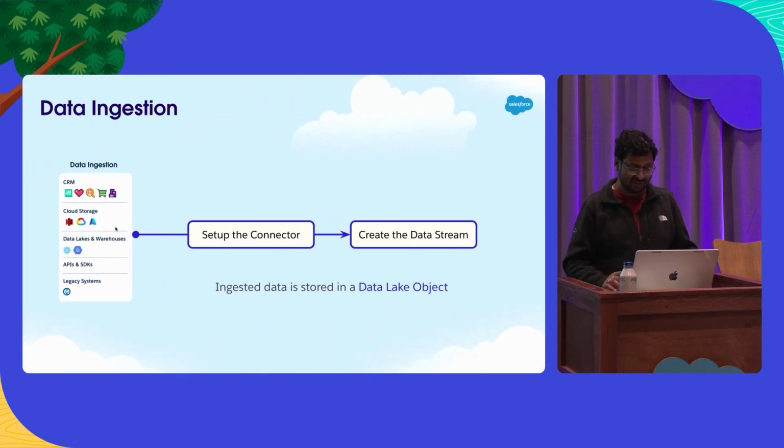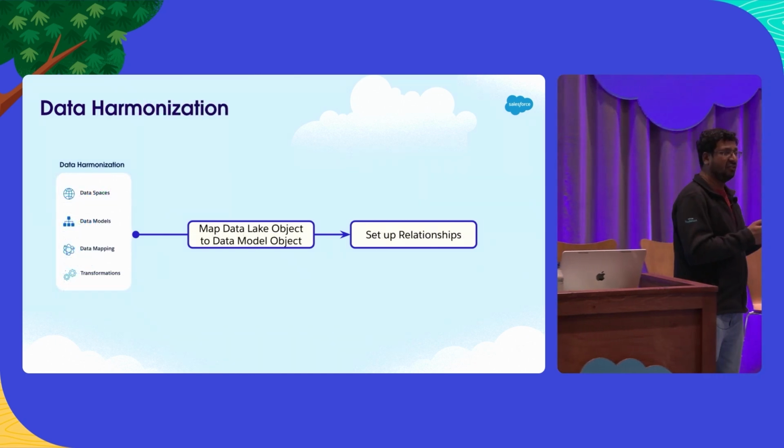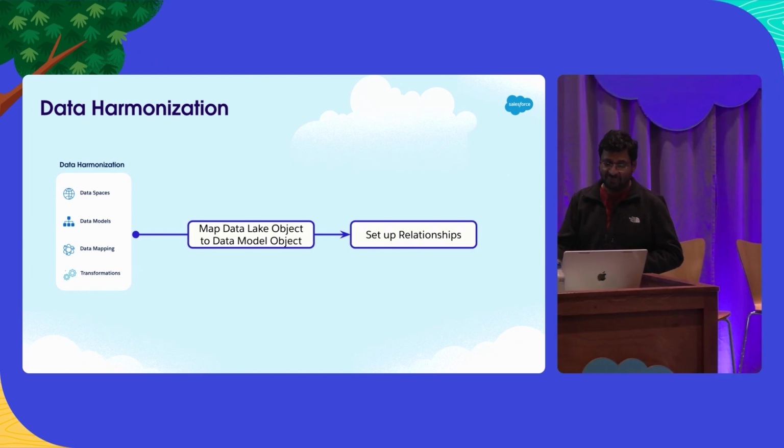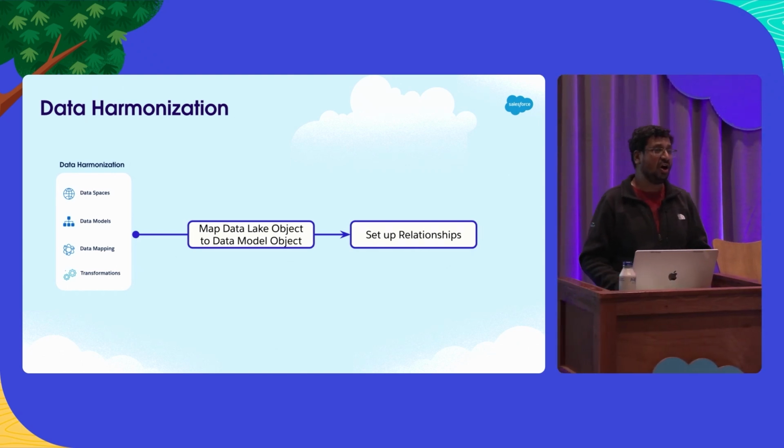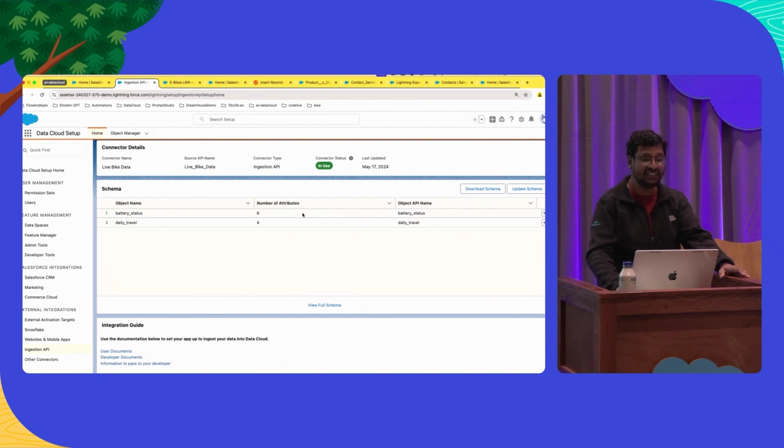Now if you go back to the deck, we have done the data ingestion where we are going to get all of the data. Now the next step is to do the harmonization. But even before that, in the previous step, I've left off one step here. We also need to create the data stream. We just created the connector. Now the next step is to create the data stream. So let's go and see how we can create a data stream.